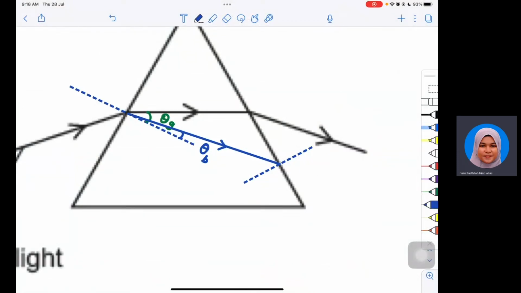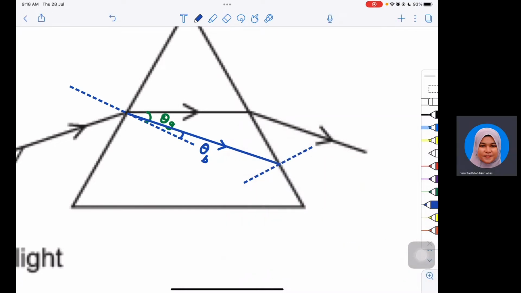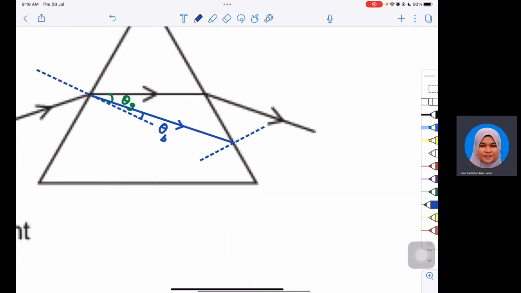Okay, after the normal line, what happened to the angle after you move out of the prism? So it's the same. Just that earlier it was less than the angle of incident, but this one, this is the angle of incident into the prism. The refraction rules apply, right? So the angle into the prism is lesser, here, less.